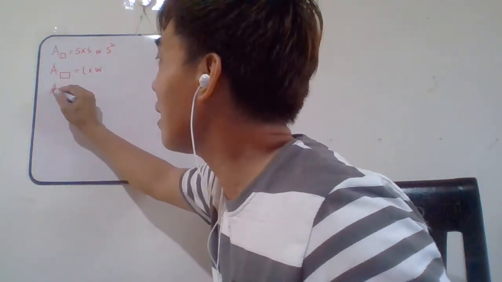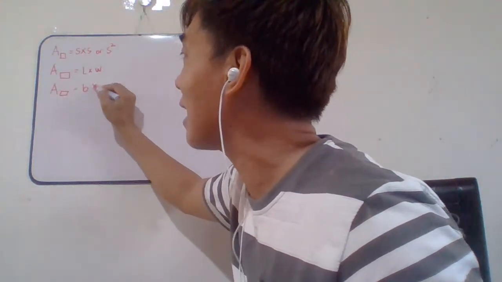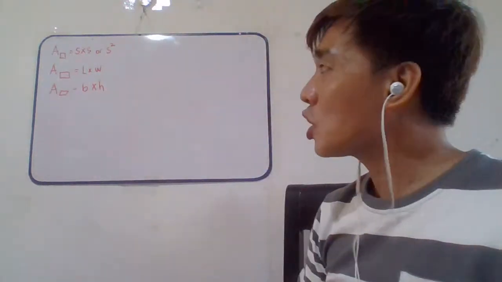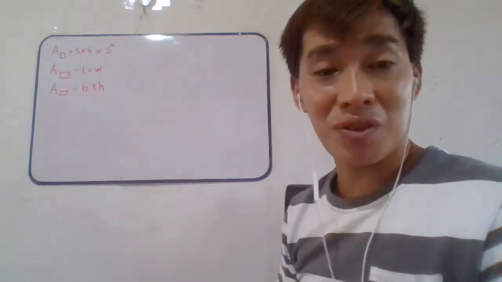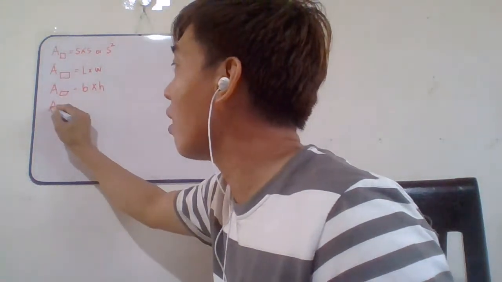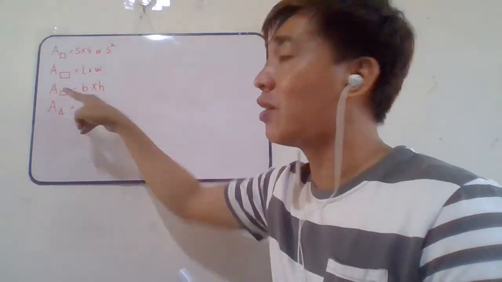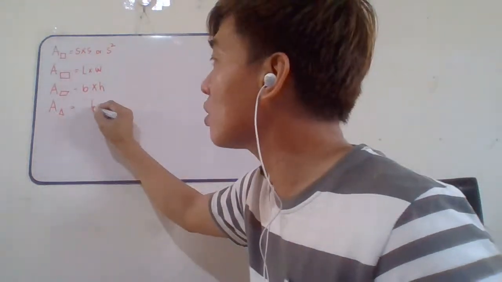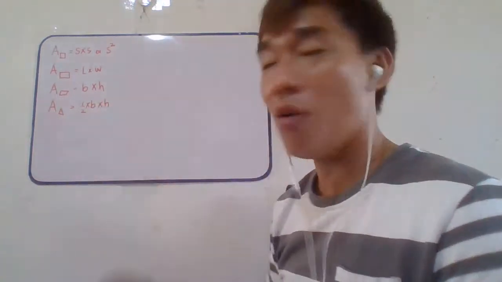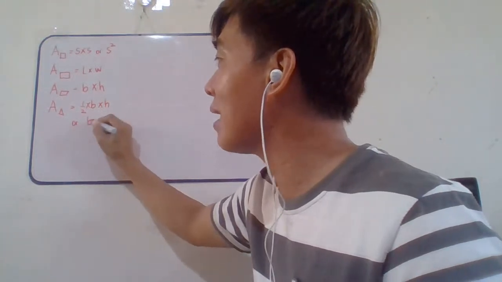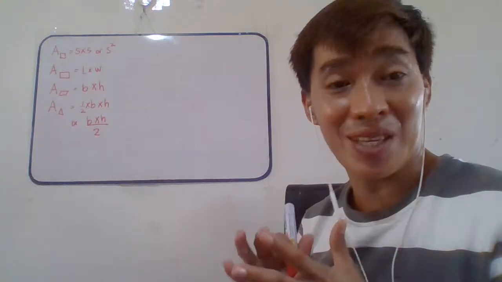Now, the area of the parallelogram is equal to base times height. So the length is what we now call the base, and the height is what we call the width. Of course, the area of the triangle: the triangle is half of the rectangle or half of the parallelogram. So that is also base times height, then you get one half of it, or base times height divided by 2. Always remember that one.